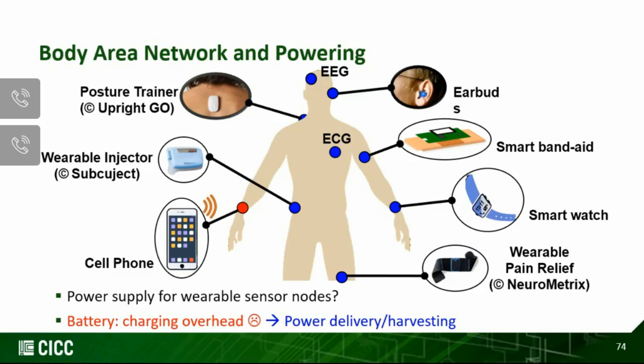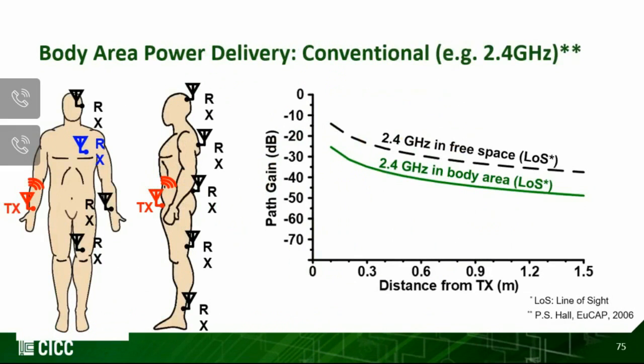So batteries are becoming more and more of a big overhead, and power delivery and harvesting become an issue because current delivery and harvesting are not enough, especially RF harvesting and power delivery, because of the same problem that body-coupled communication had, which is human body blockage. They are not effective in the body area network context. Let us look at this slide as an example. The conventional RF power delivery approach suffers from poor path loss in the body vicinity. Shown in the green curve, 20 dB additional path loss is observed compared with free space.